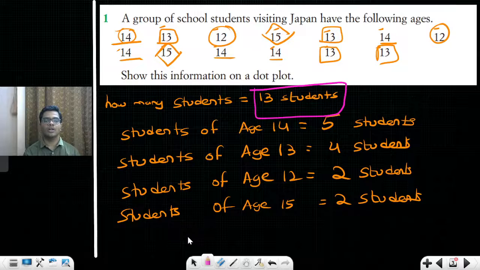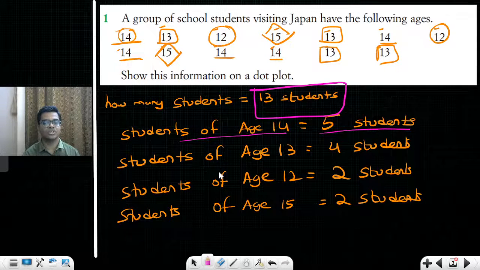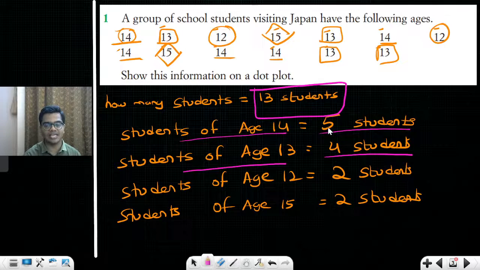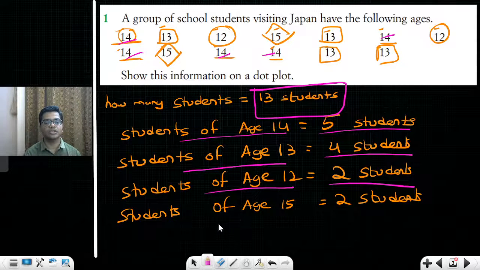Fine. Now the next step is that I have segregated the students, that is, students of age 14, there are 5 students. Students of age 13, there are 4 students. If you see age 14, 1, 2, 3, 4, 5, that's how you have to count it. Students of age 12, there are 2 students. Students of age 15, there are 2 students.